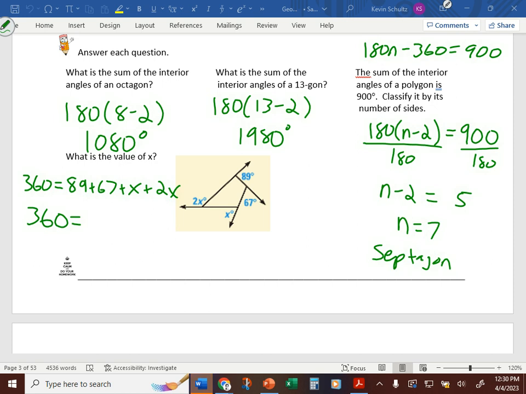360, 89 and 67 is what, 156? And we have a total of 3 x's there. X plus 2x is 3x. So, subtract 156 from 360. That gives us 204. 204 equals 3x. X equals, and divide both sides by 3. I got 68. Second that? 68 is your value for x.